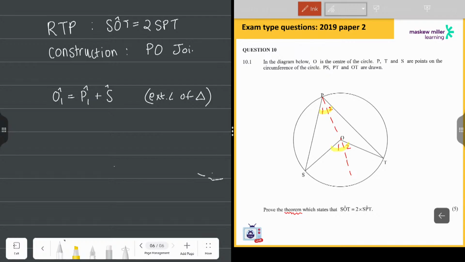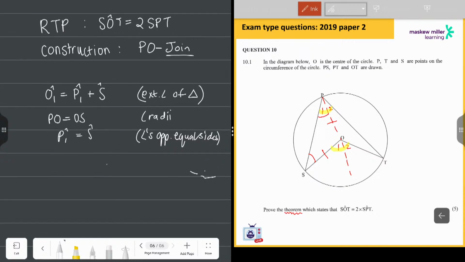Join PO. Then, the next thing we are going to do is state that PO and OS are in fact radii. They come from the center to the circumference. So we say PO is equal to OS, and my reason is they are radii. If they are radii, that means angle P1 is equal to angle S, and the reason for that is angles opposite equal sides.